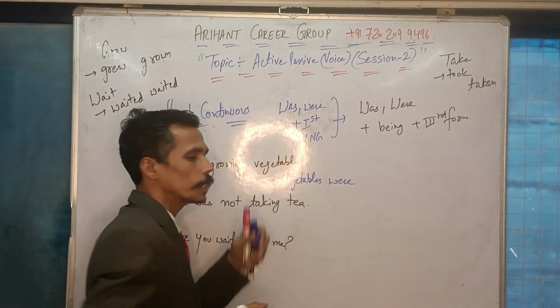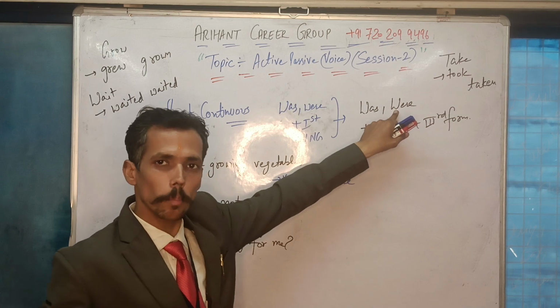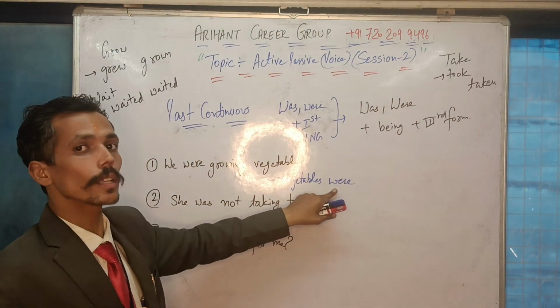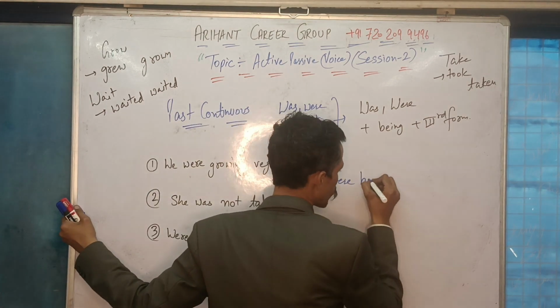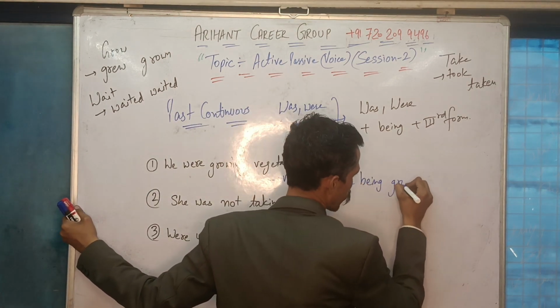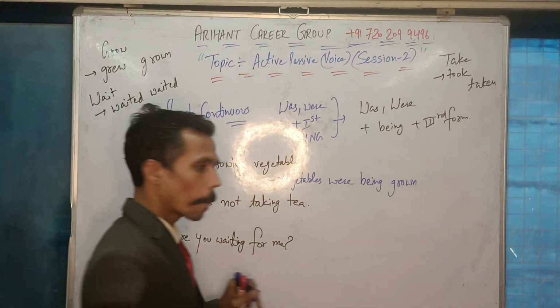Vegetables were. So I cannot say vegetables was because it is a plural. Was is for singular, were is for plural. So I can say that vegetables were. Ing will be converted into being. Vegetables were being, third form, grown. Vegetables were being grown by us.